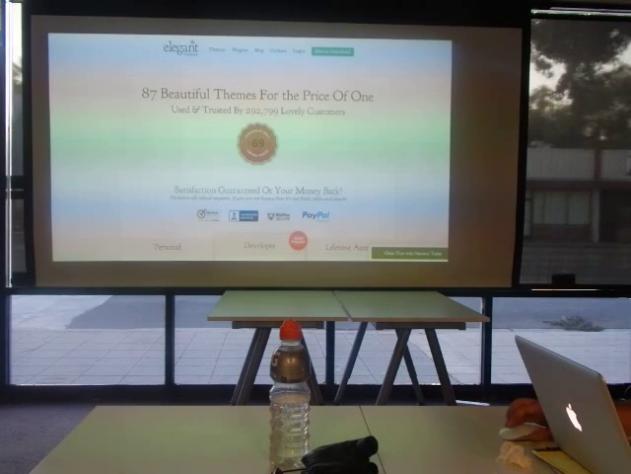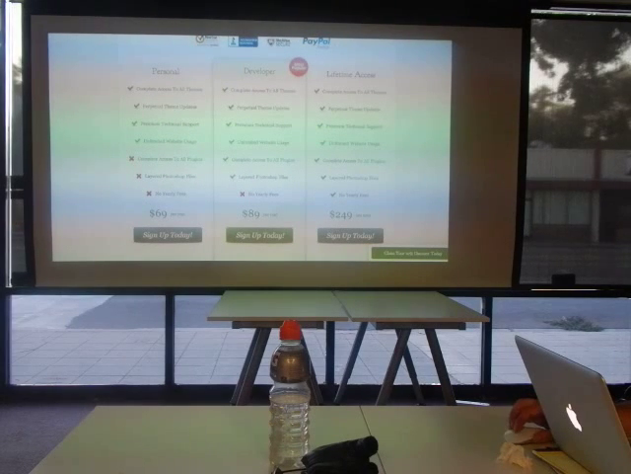And Elegant Themes, if you see up here, they have 87 themes for the price of one. I haven't used any of their themes. I only use Divi. Their price is for a year; if you just do a personal one-website plan, it's $69 a year. It doesn't come with all the plugins and everything, so I don't recommend that one. They do have a developer one, which is most popular, and that's $89 a year.